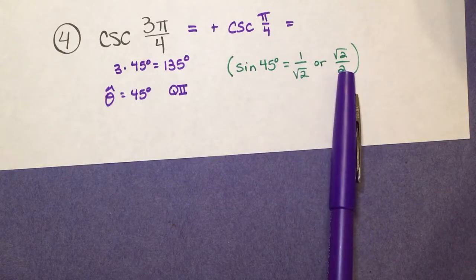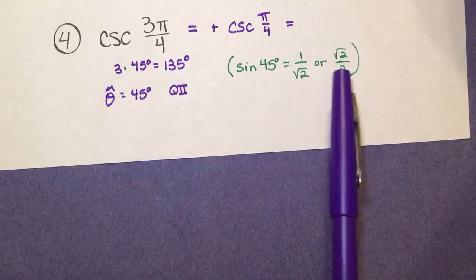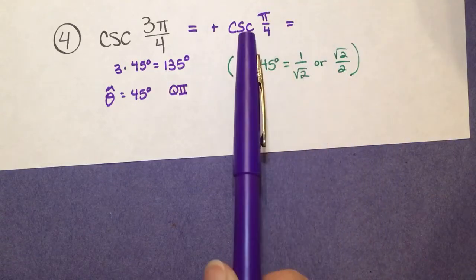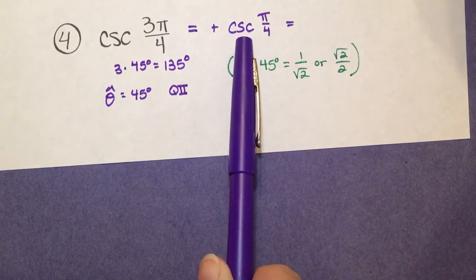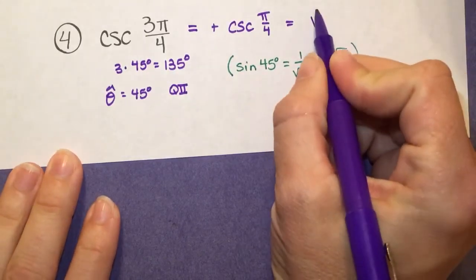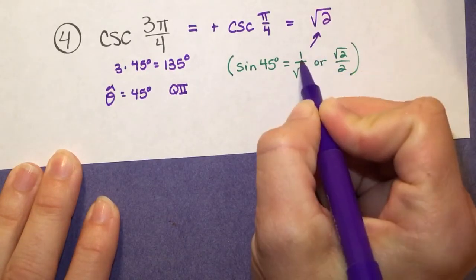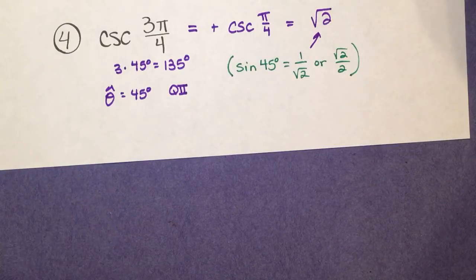But whichever one you choose, what you've got to remember to do is take it and flip it, do the reciprocal, because what we're trying to find here is cosecant, and this value would need to be positive. So what I'm going to do is just use this one, and I get square root 2.